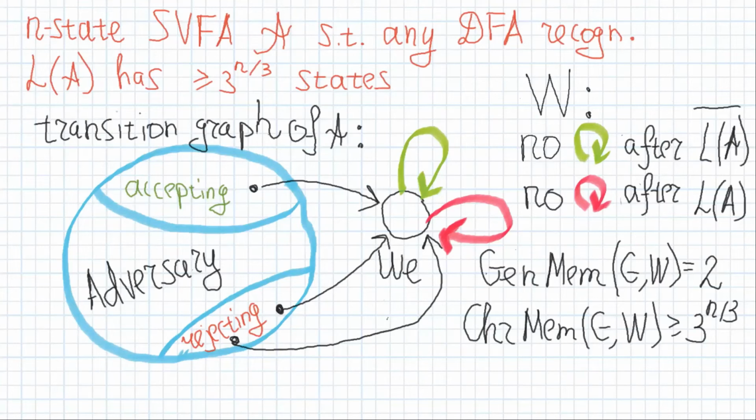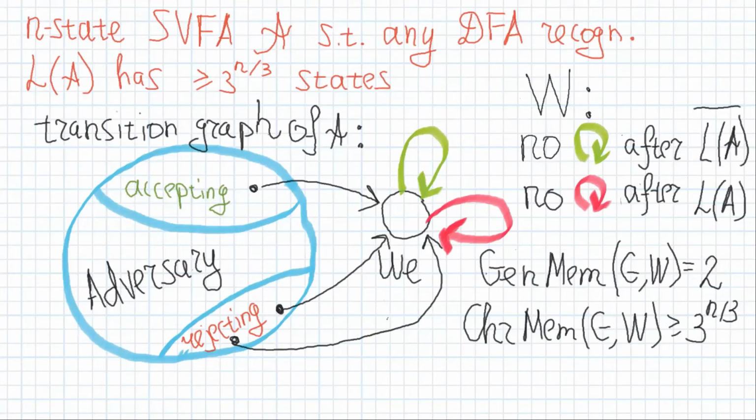And why then can we not win with less than 3 to the n states of chromatic memory? Because let's say we have a winning strategy that uses chromatic memory. Then this chromatic memory is some deterministic finite automaton with a set of colors, and it can be converted into a deterministic finite automaton recognizing the language of A.